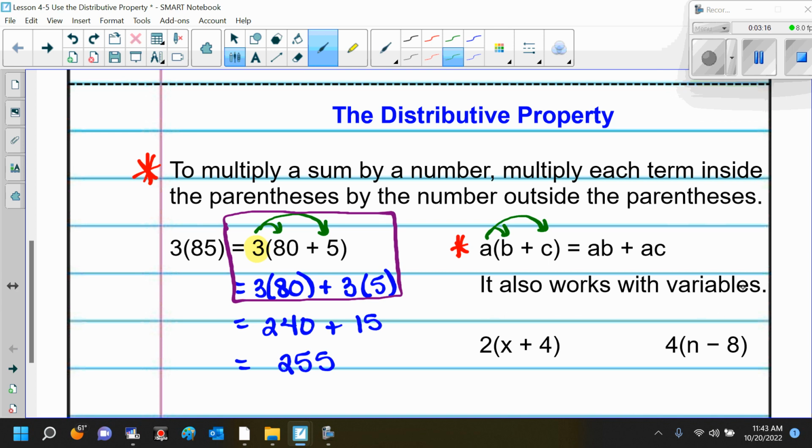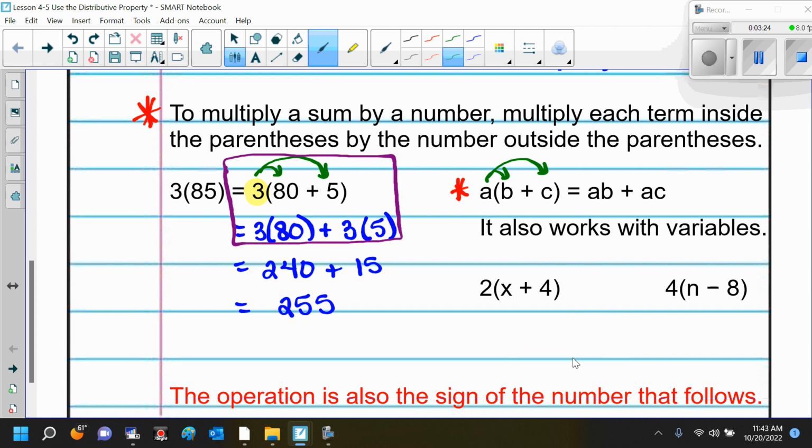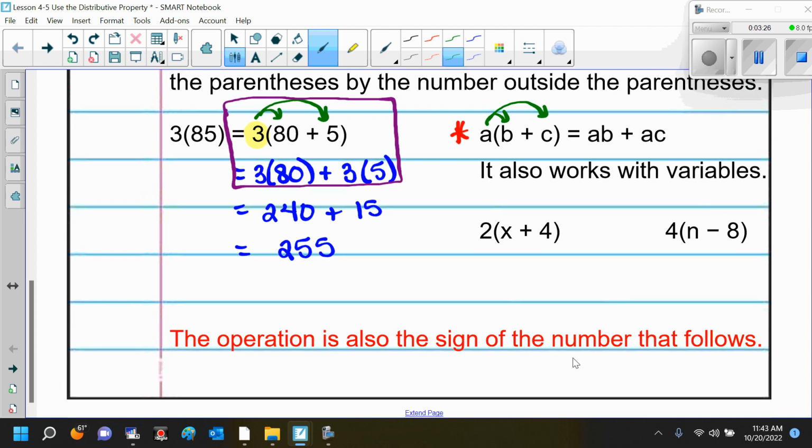Now, the next thing I want to talk to you about, and we're going to do these with variables, but before I do that, I want you to write this sentence down. The operation is also the sign of the number that follows. Now, when we're talking about that, the operation we're talking about is the plus or the minus, the addition or the subtraction. And the sign of the number, that's going to be the positive or the negative.